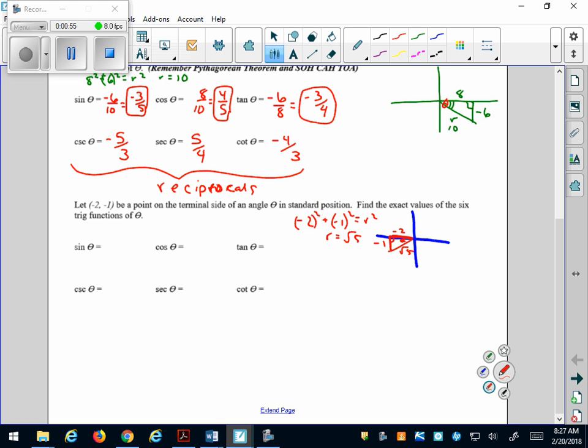So there's your triangle. All right, so when you do sine of theta, you're going to do opposite over hypotenuse. That's -1 over root 5. Remember, you need to rationalize the denominator. When you rationalize the denominator, you're just multiplying the top and bottom by whatever the radical is in the denominator. So multiply top and bottom by radical 5, and you get -√5 over 5. And that should be your sine.